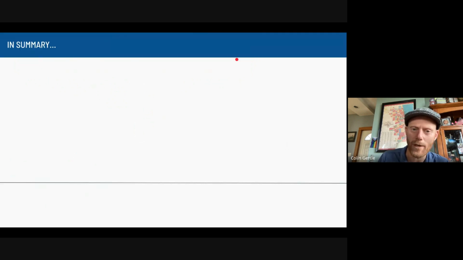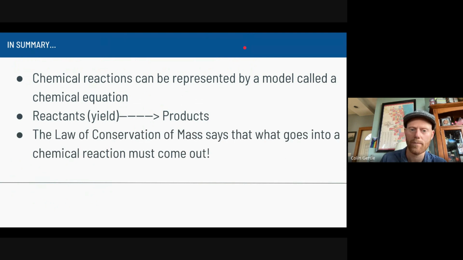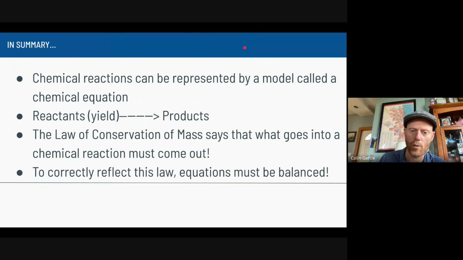So in summary, chemical reactions can be represented by a model called a chemical equation. Reactants yield products. The law of conservation of mass says that what goes into a chemical reaction must come out. To correctly reflect this law, equations must be balanced.